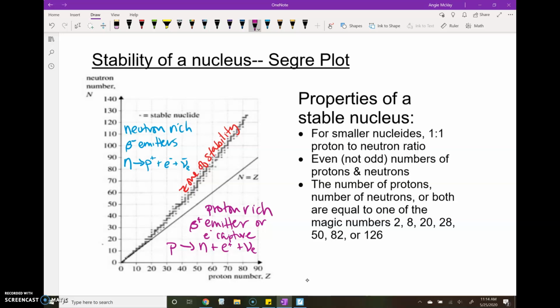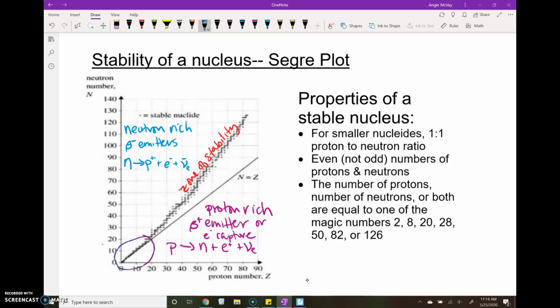Okay. So a proton is turning into these things. They're physically changing from one thing to another in an effort to become a more stable nucleus. So, properties of a stable nucleus: for smaller nuclides, a 1-to-1 proton to neutron ratio. What that looks like is smaller nuclei down here, where a 1-to-1 ratio will make you stable.